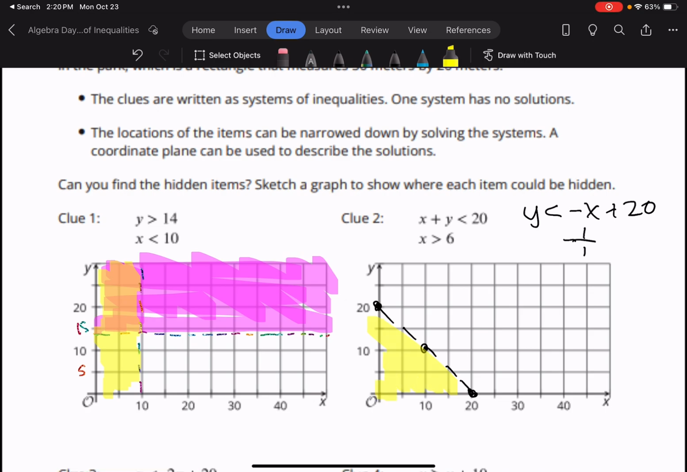Okay. Then it says x is greater than 6. So now we're looking at any place that x is greater than 6. So 5 is here, so our line for x equals 6 would be approximately here, creating a vertical line. And it says greater than, so anywhere that x is greater than 6, for example 10, that side of the line is what we shade. And so now the part that overlaps is this little triangle here.